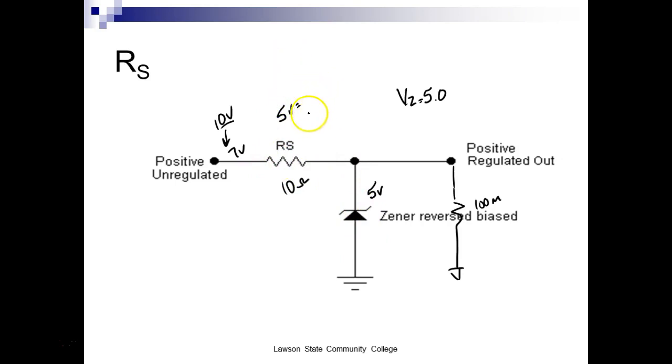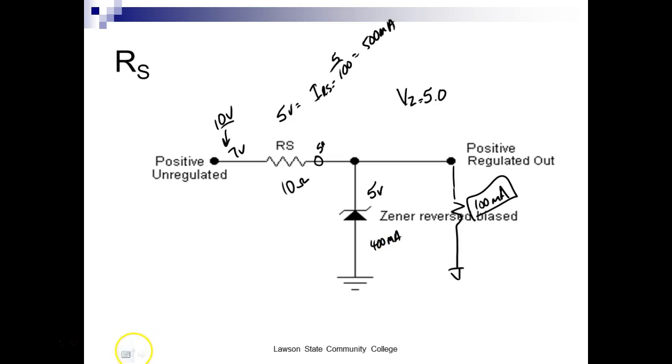So how much I is going to be through RS? IRS is going to be 5 divided by 10. That's going to be equal to 500 milliamps. My load requires 100 milliamps. I have 500 milliamps right here. So 400 milliamps is going to flow through the Zener. Don't understand that?